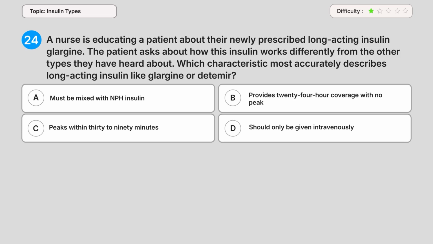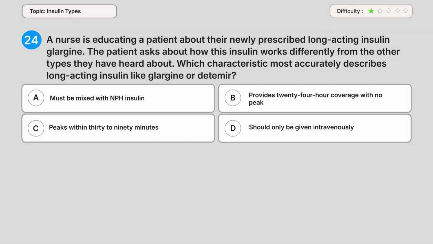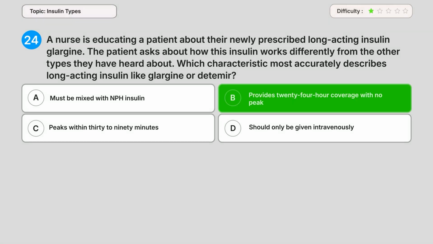A. Must be mixed with NPH insulin. B. Provides 24-hour coverage with no peak. C. Peaks within 30 to 90 minutes. D. Should only be given intravenously. Do you know the answer? Correct answer, B. Provides 24-hour coverage with no peak.